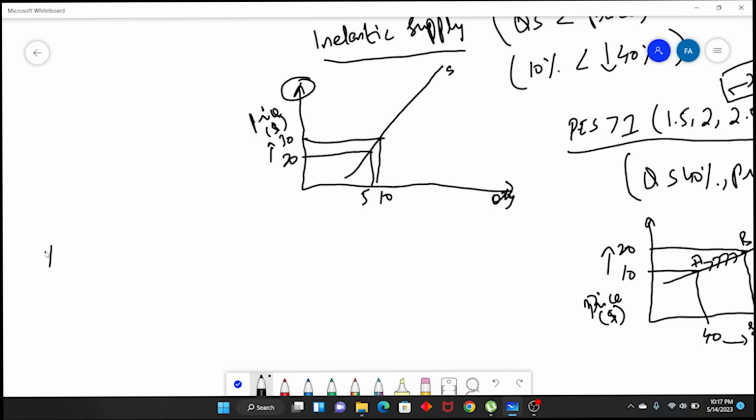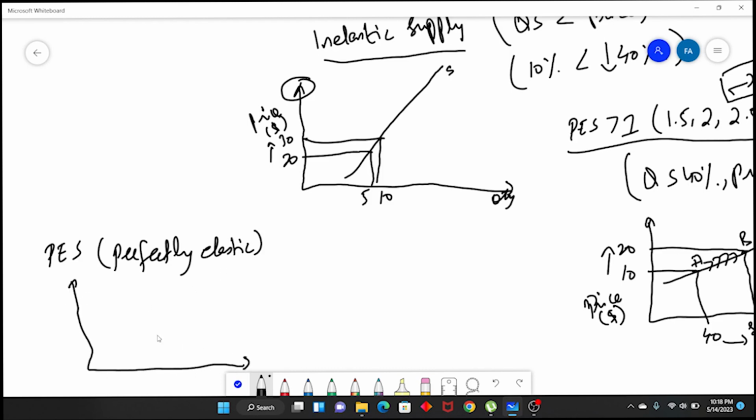Then there are other types of price elasticity of supply. Maybe there is a graph which is saying perfectly elastic. So perfectly elastic supply, how do we make it? We make it like this. Perfectly elastic means you just sell something at a particular price.